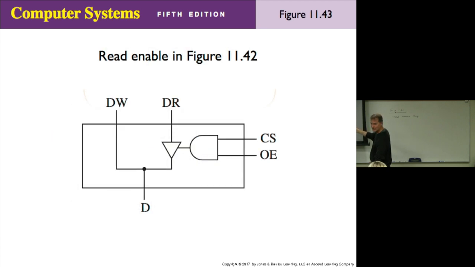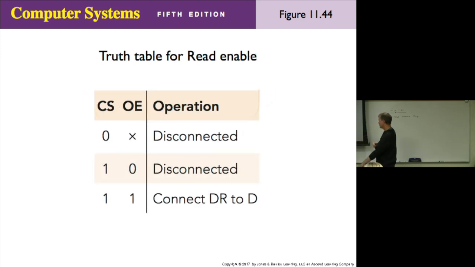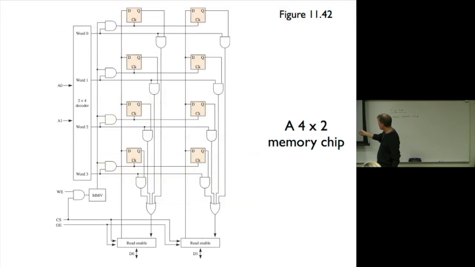It turns on the enable of the tri-state buffer, and the D read is going all the way through and being presented on the bus. So where is that D read coming from? According to figure 11.42, it's coming from this OR gate. And how many inputs does this OR gate have? 4. It has 4. That's interesting.